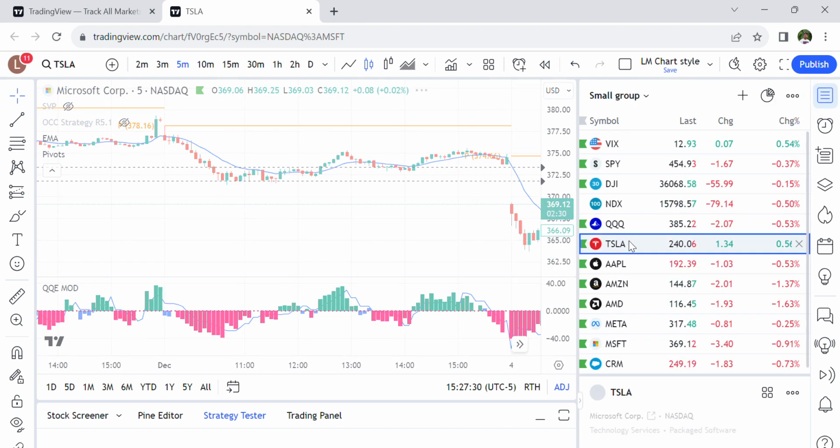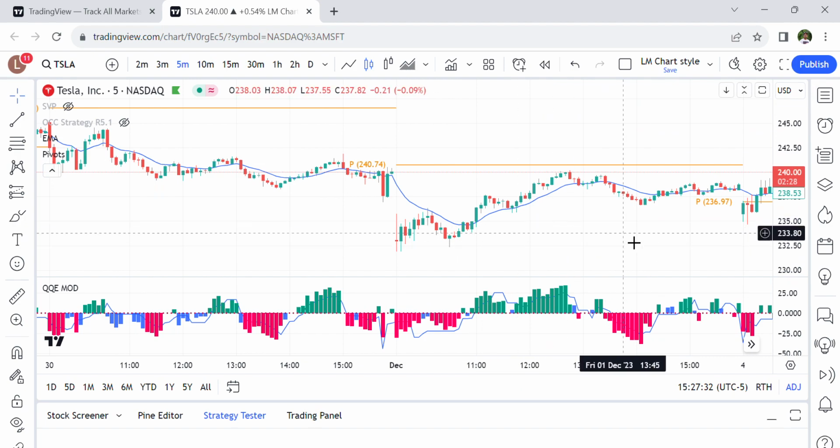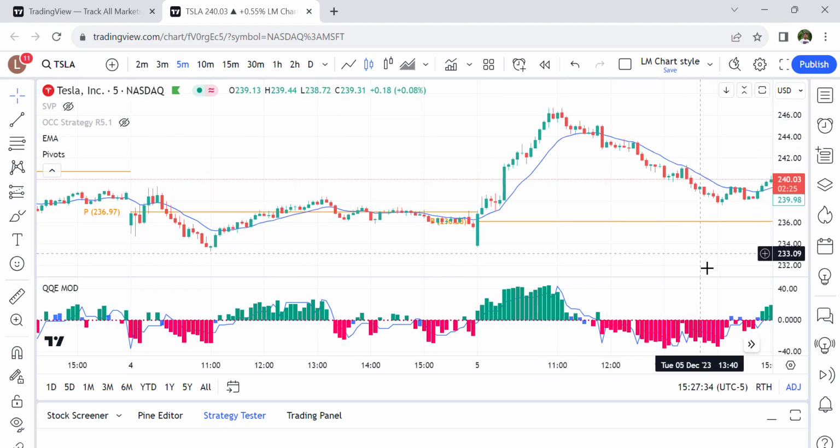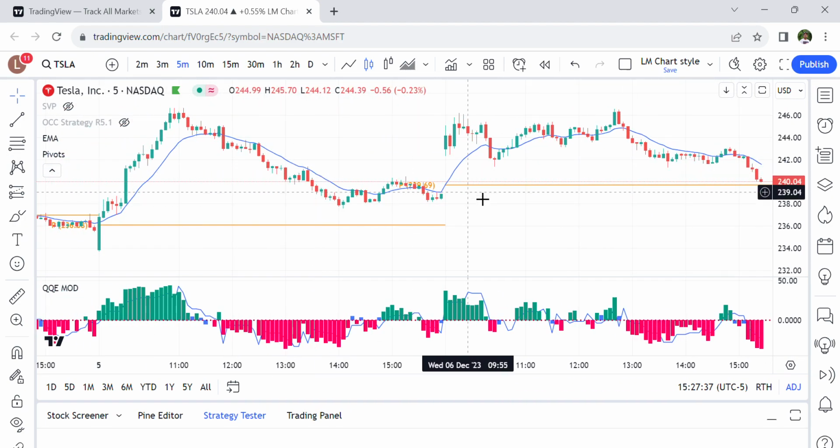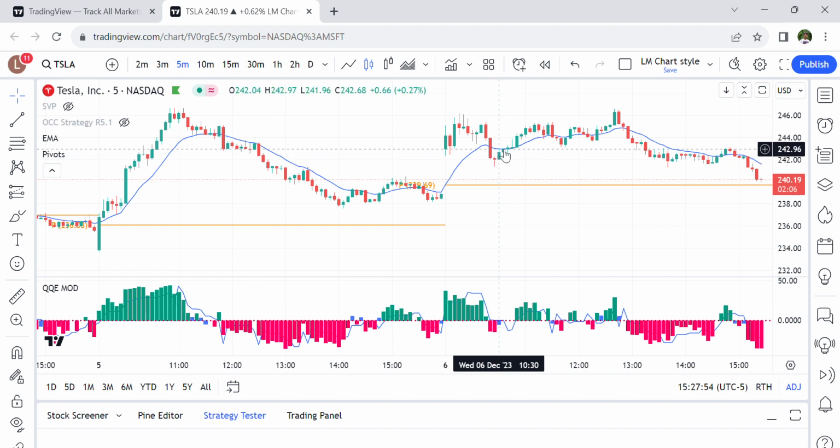Let's see Tesla. There are a lot of Tesla traders who love to trade Tesla. Let's go with today. Today we opened above the pivot point, above the 13 EMA, but we have to give some time. We have to see if it can come and touch the 13 EMA. It broke the 13 EMA at 10:20 a.m. but went back to it at 10:35. So 10:35 is the right time to enter your call.